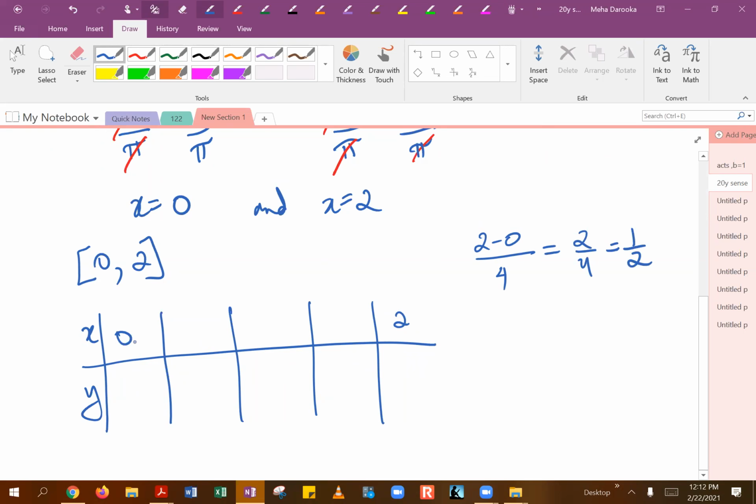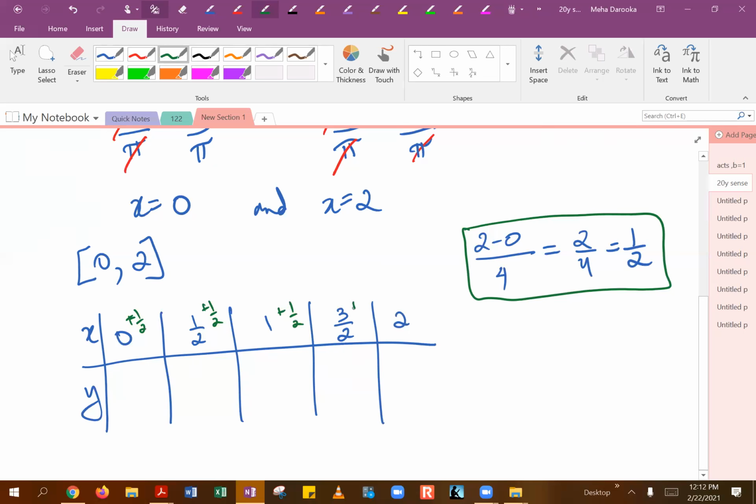Then you start with 0 and add 1/2 to it. So 0 plus 1/2 is 1/2. Then you keep going. 1/2 plus 1/2 is 1. 1 plus 1/2 is 1.5 or 3/2. That helps you come up with the different key point values. You're basically taking that lower endpoint 0, adding 1/2, and you keep adding that 1/2 till you end up at the upper limit of the endpoint.